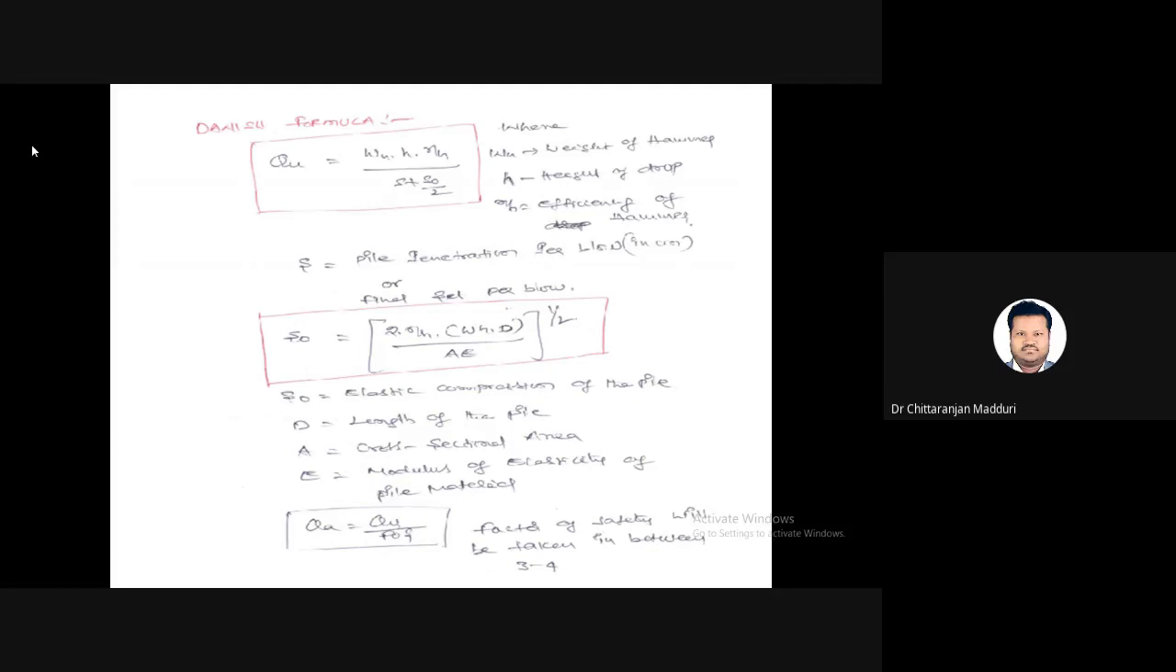So here S naught, elastic compression of the pile, is given by the square root of 2 into efficiency of hammer into W H, weight of hammer and height of fall, into D, length of the pile, divided by A E. A is known as cross sectional area. E equals modulus of elasticity of the pile material. So allowable load equals ultimate load divided by factor of safety. Factor of safety will be taken between 3 to 4. If it is given in the problem, consider it. Otherwise, take factor of safety between 3 to 4.